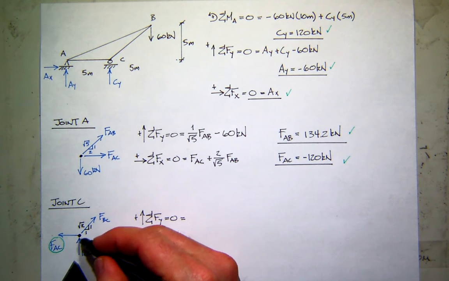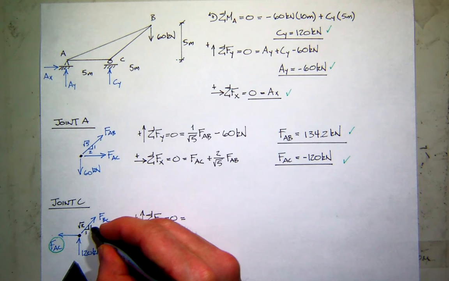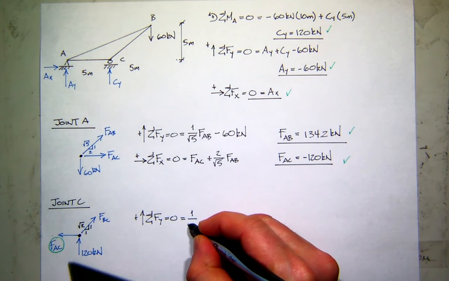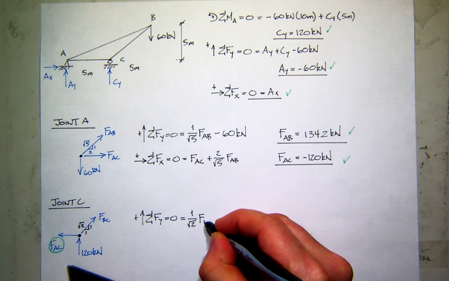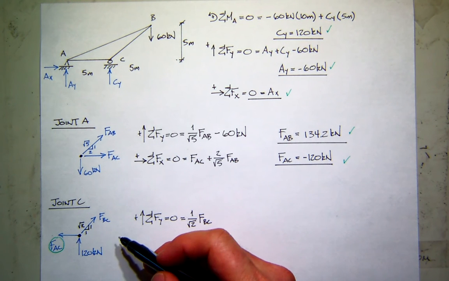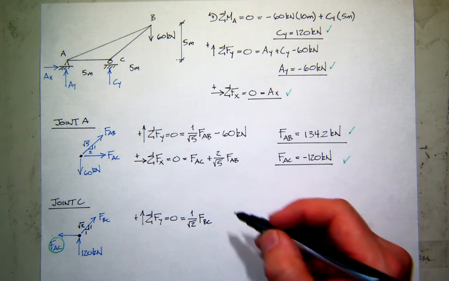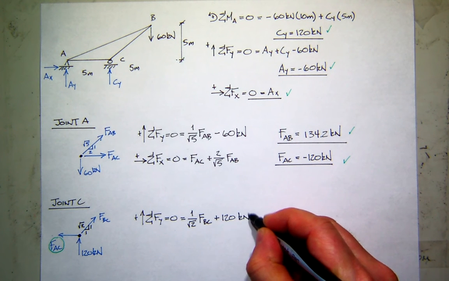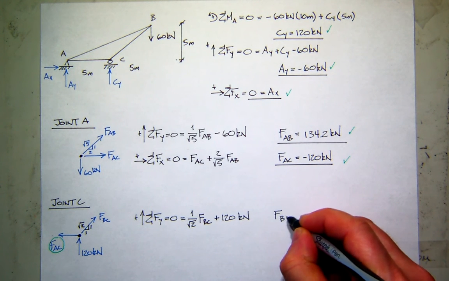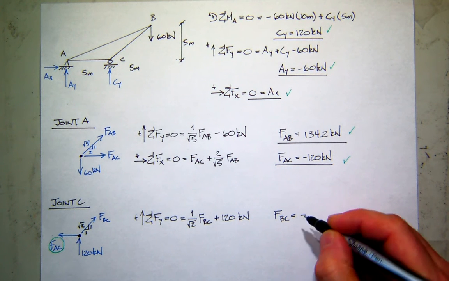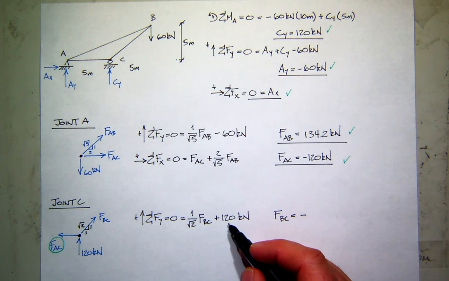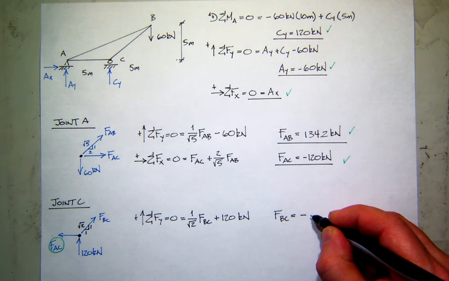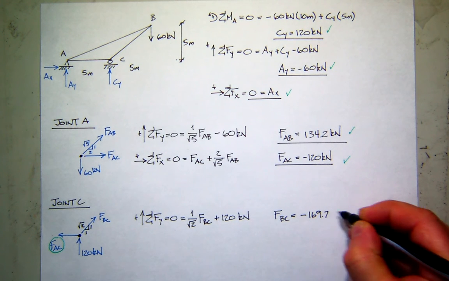So the vertical component is up, and that would be 1 over the square root of 2 times BC. That's acting up. What else is in the Y direction? The 120 is also up. So when you solve for the force in BC, what do you get? It should be negative. I'm sorry, what is it? 170? Anybody else get that? Is there a point something at the end? It's 169.7. I like that better. Okay. 169.7.